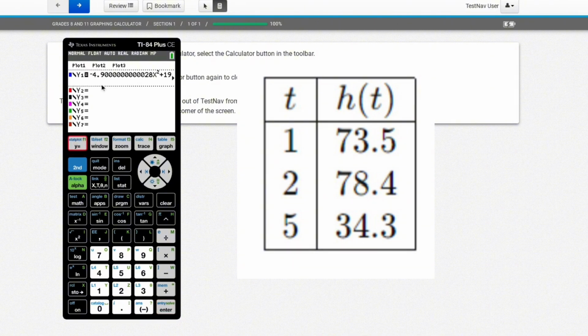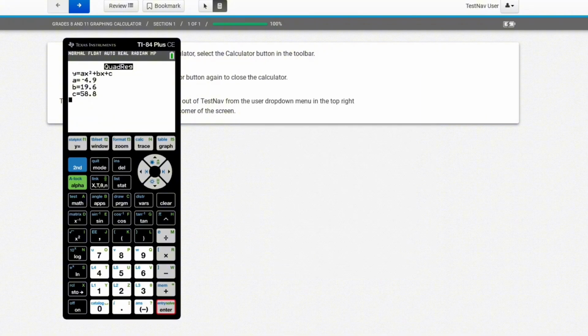It's a mess, but negative 4.90000 is basically the same thing as negative 4.9. So negative 4.9, 19.6, C is 58.8, and it gives it to us quite nicely. So that's all we have to answer it. We just have to say what A, B, and C is. We don't have to build the equation ourselves. So let's go back and do that.